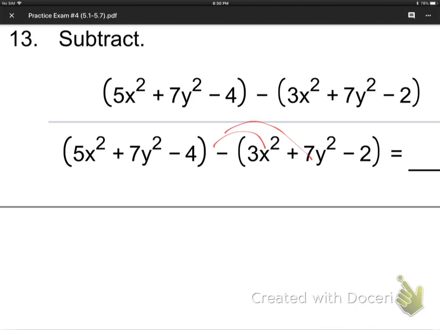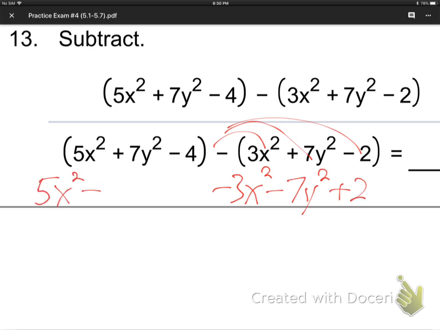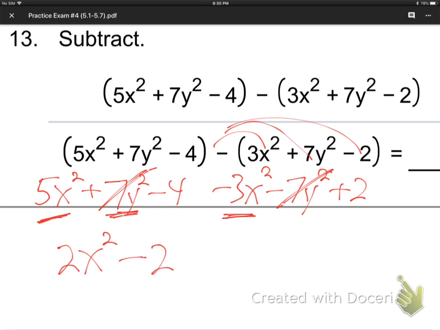So this minus is going to distribute. Then we gather like terms. 5x squared minus 3x squared, 2x squared. 7y squared. Oh, these cancel, don't they? And then minus 4 plus 2 is minus 2. Good? These are your favorite ones, right? All good? Everybody good? I just distributed the minus. A couple things canceled. There we go.